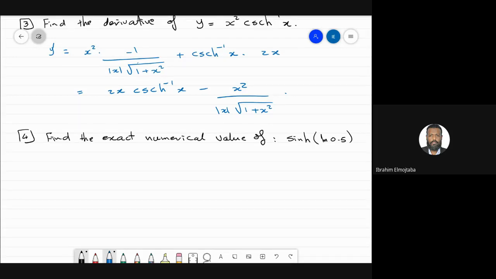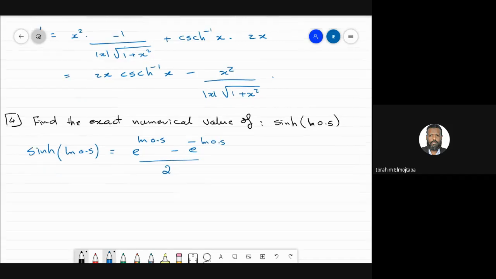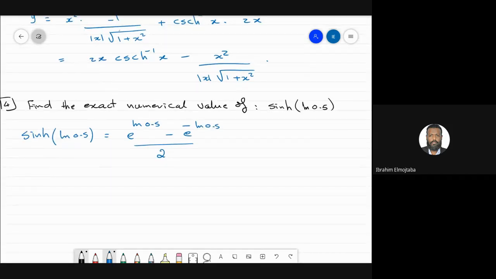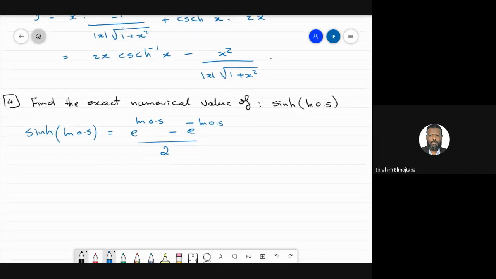The idea is that we just have to look at the definition of hyperbolic sine. Remember that the hyperbolic sine of any value is e to that value minus e to the minus that value over 2, right? This is hyperbolic sine.